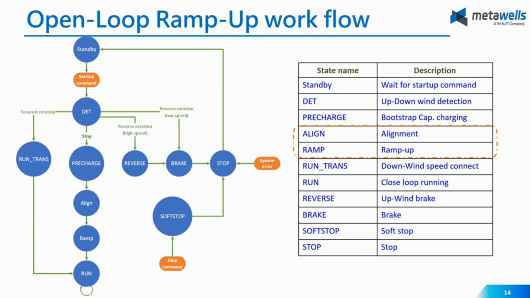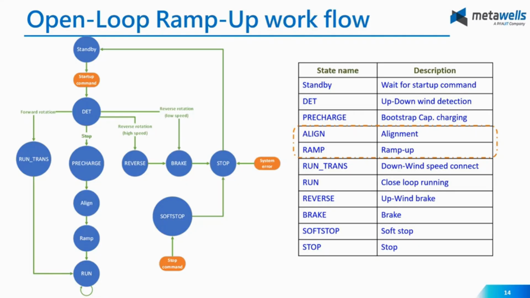Next, let's talk about the second scenario. Here is forward rotation. Because there are some conditions, we need to have this function. Forward wind start: if the motor is detected to be rotating forward, it will transition directly to the long trans state, for temporary control stabilization, and then enter the run state.